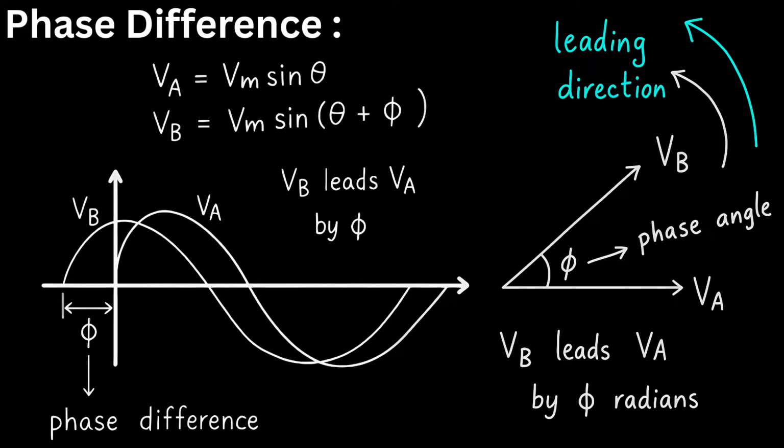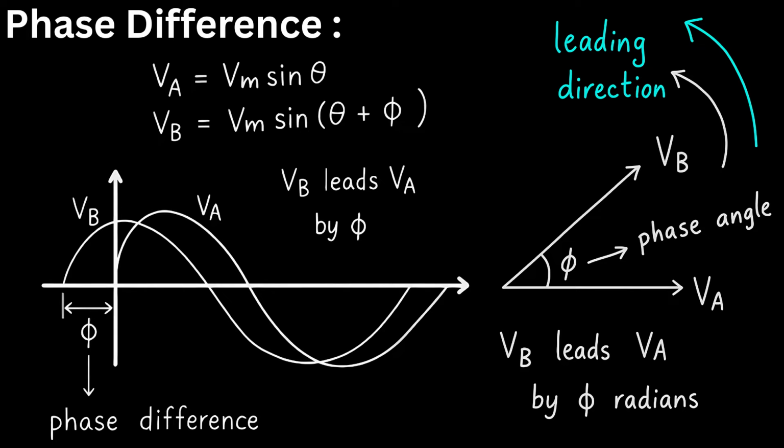Going back to our swing analogy, it's as if there are two identical swings, but the child on swing B got to push a split second before the child on swing A. They are out of sync. This timing offset, this head start that wave VB has over wave VA, is the very essence of phase difference. We give this head start a name.